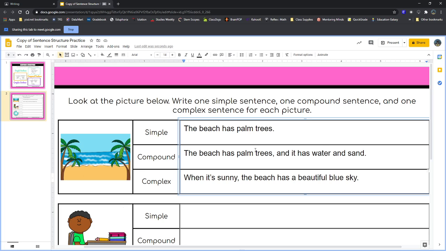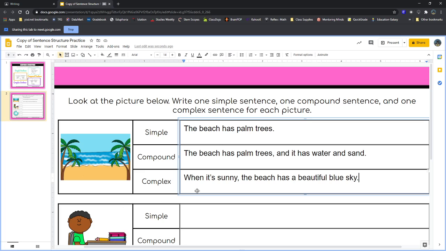And we can see that again, usually simple sentences are very, very short sentences. They don't have a lot to say. The beach has palm trees. Very simple. If I make it a compound sentence, I can talk about some other things about the beach. The beach has palm trees, comma, and it has water and sand.